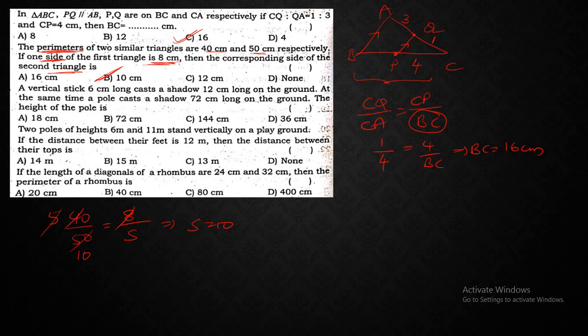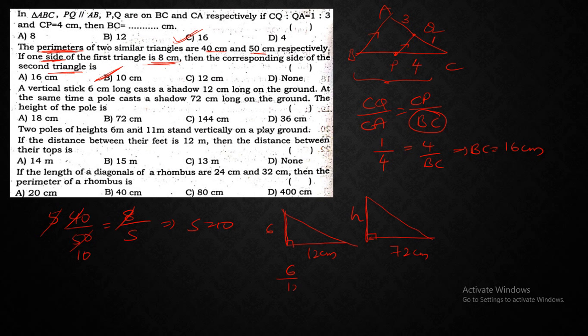Next, a vertical stick 6 centimeters long casts a shadow of 12 centimeters. So there is a stick of 6 centimeters, it casts a shadow of 12 centimeters, right? And at the same time, a pole of height we don't know is casting a shadow of 72 centimeters. So if you observe this, the stick will always be perpendicular to the ground. So that means these two triangles are right angle triangles, and clearly they are similar to each other.